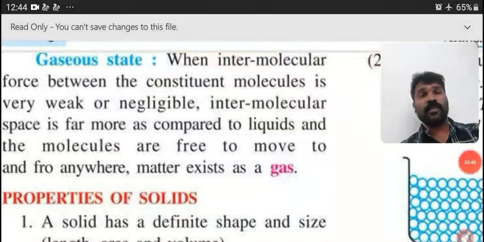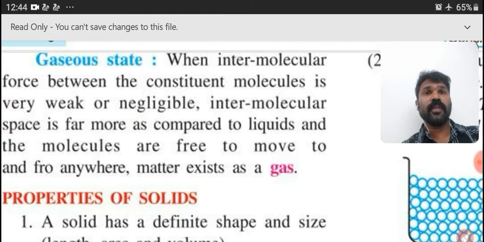Now third one is gaseous state. When intermolecular force between the constituent molecules is very weak or negligible. The intermolecular force between the constituent molecules in gases is very weak or negligible. Intermolecular space is very far. It is far more as compared to liquids and the molecules are free to move to and fro anywhere. That's where the matter exists as a gas.